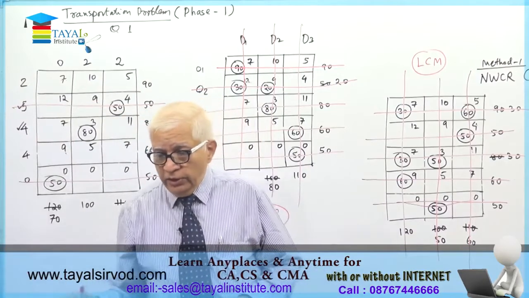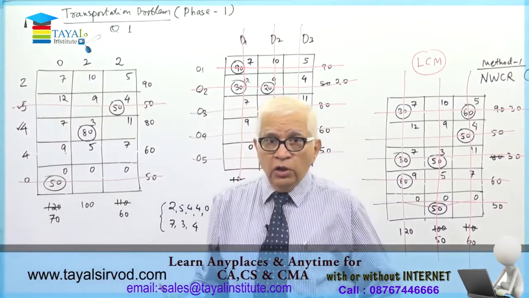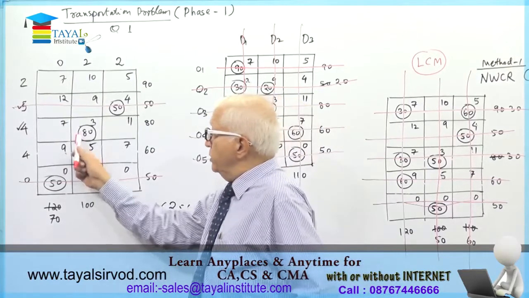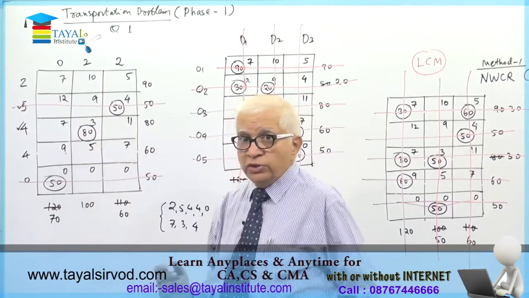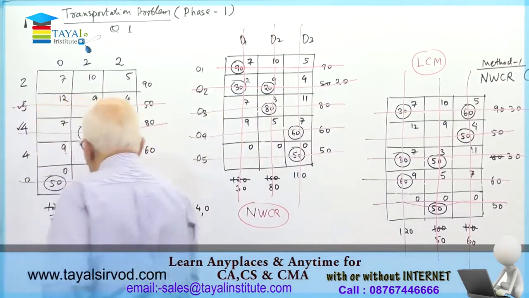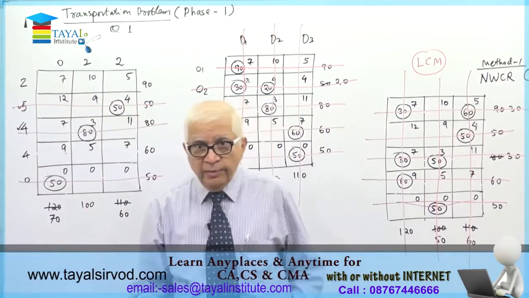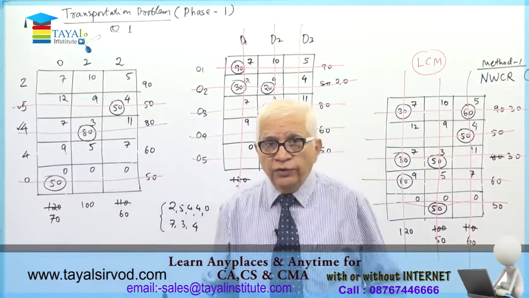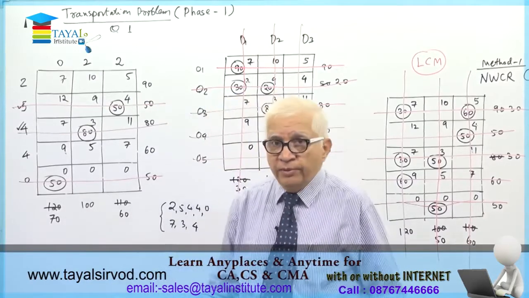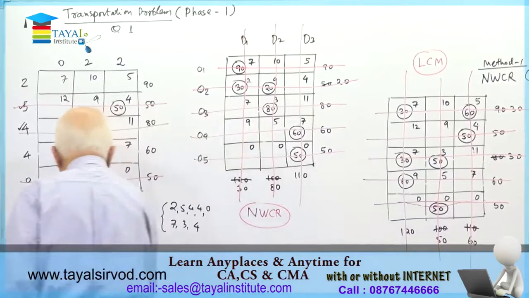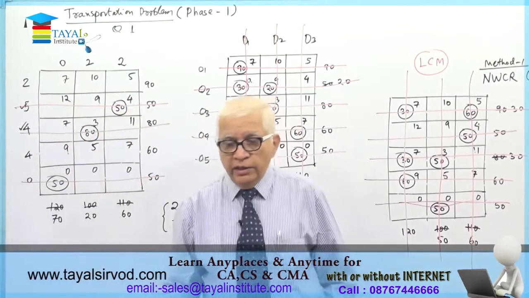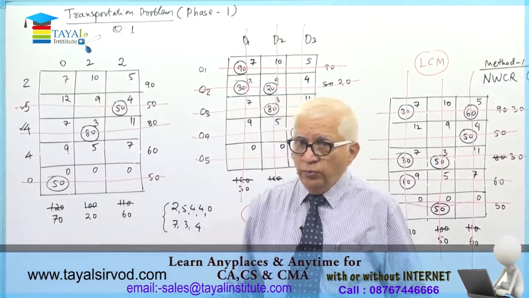After every allocation, either a row or a column needs to be deleted. What is getting deleted here? Since supply is exhausted, the row stands deleted, and therefore I delete this row. What happens to the demand? The demand was 100, out of which I have already satisfied the demand to the extent of 80. So what is the balance demand? 100 minus 80, or 20.